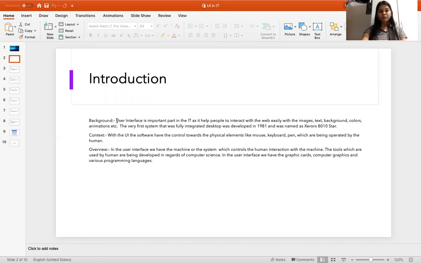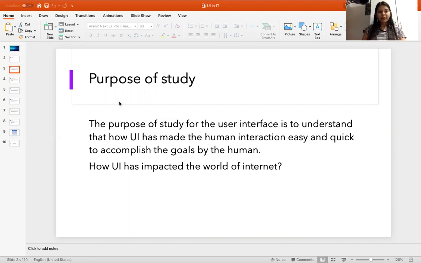So in the overview, we can say that in the interface, we have the machine or the system which controls the human interaction with the machine. The tools which are used by humans are being developed in regard to computer science. In the user interface, we have the graphic cards, computer cards, and various programming languages. So in the next slide, we have the purpose of study.